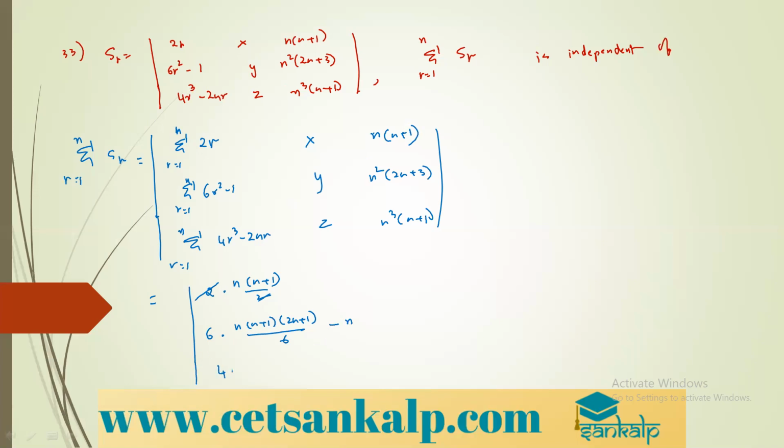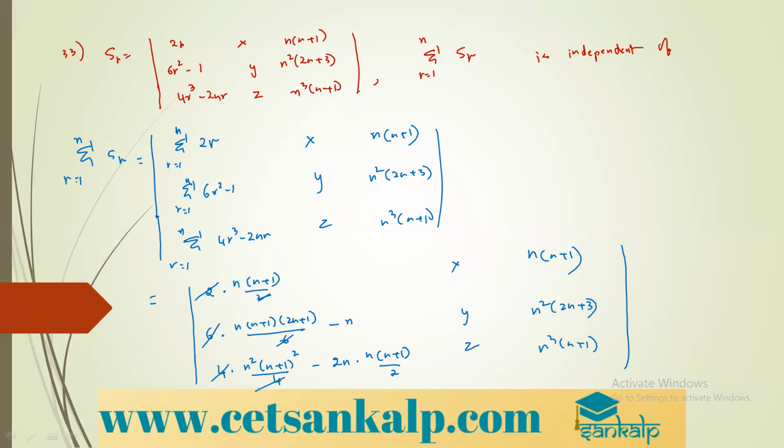Then when I take 4 outside, sigma r cube is n square into n plus 1 whole square by 4, minus 2n when I take out, sigma r is n into n plus 1 by 2. These are the sigma formulas. Then x, y, z stay the same, and n into n plus 1, n square into 2n plus 1, n cube into n plus 1 will be the same. So here I can cancel 6 and 6, I can cancel 4 and 4, and I can cancel 2 and 2.